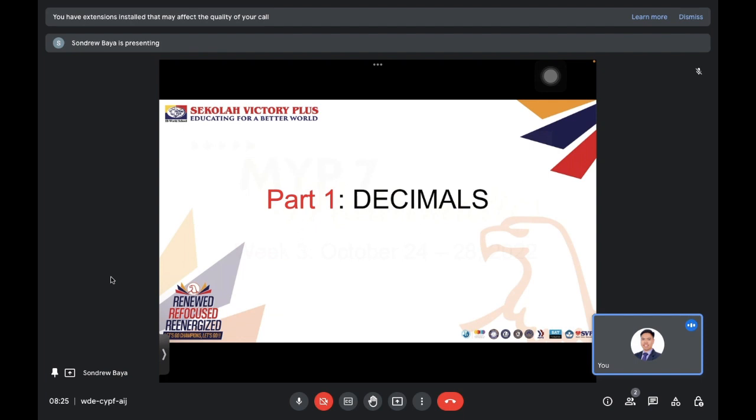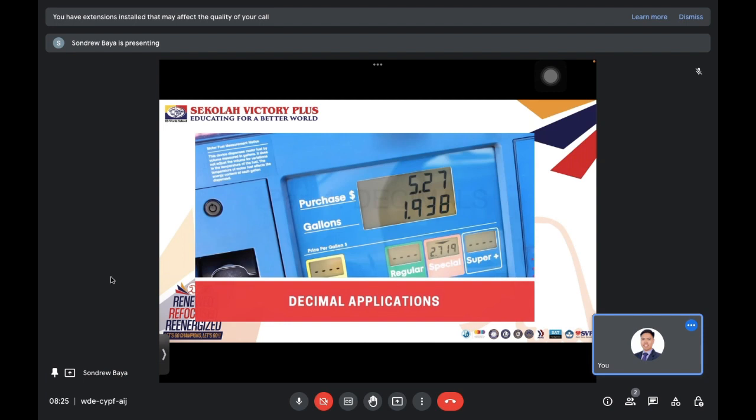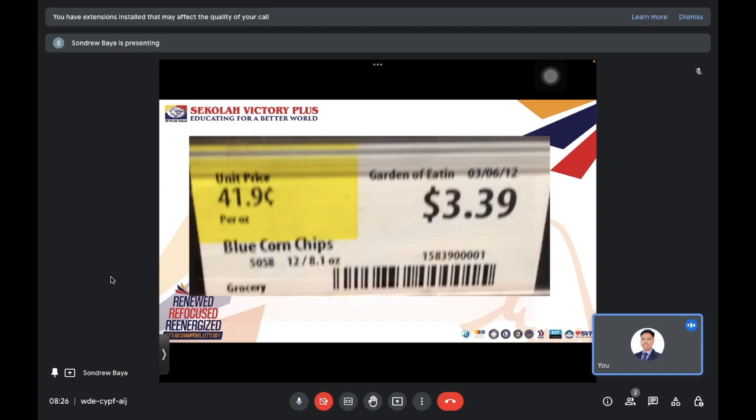Where can you see decimals in real life? Take a look at some of these pictures. What have you noticed with the amount of each liter of gasoline and the gallons that is being purchased? Also, if you try to look at this particular price, you'll see here at the left the unit price. At the right, you'll see here another price. So what have you noticed with all these numbers? I believe right now you already have an idea. You already have mentioned or shared your ideas.